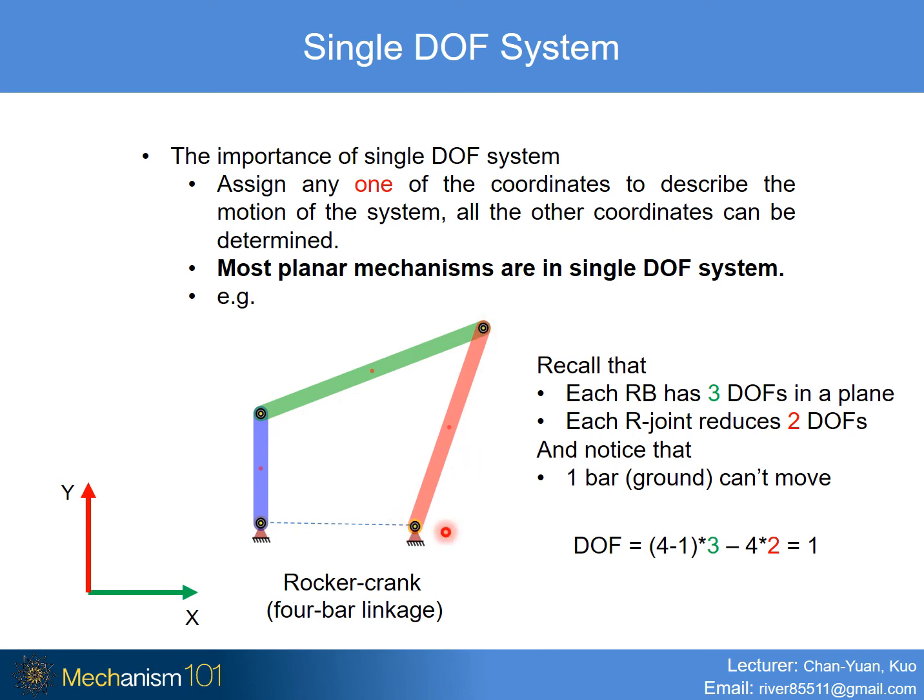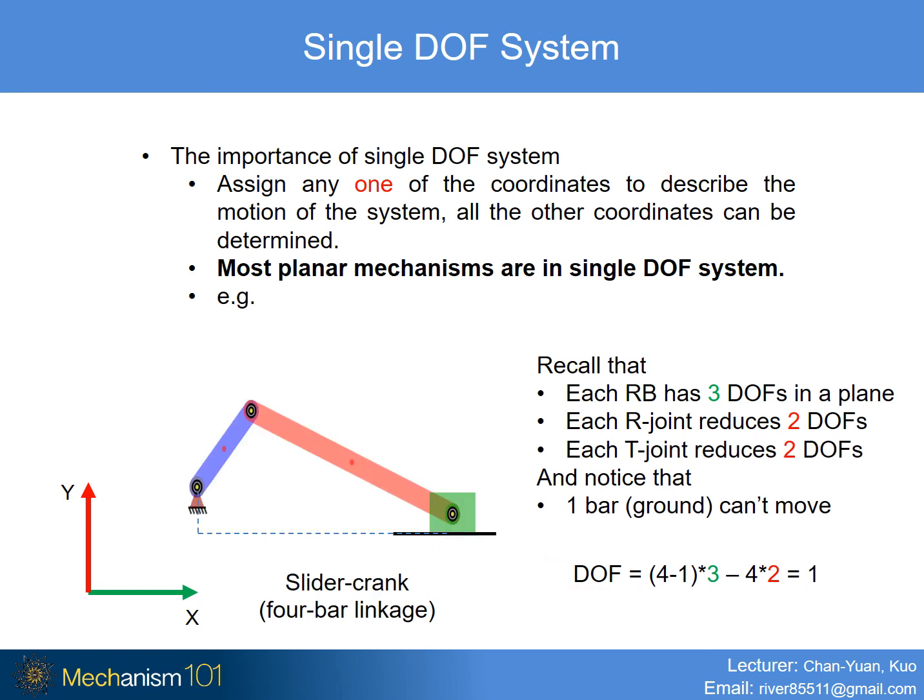Also, recall the fact that each bar has 3 degrees of freedom under the assumption that the bars are rigid bodies, and each revolute joint will reduce 2 degrees of freedom of the system. Note that the bar down here, or sometimes we just call it the ground, cannot move at all. Therefore, the total degree of freedom of the system is 1.